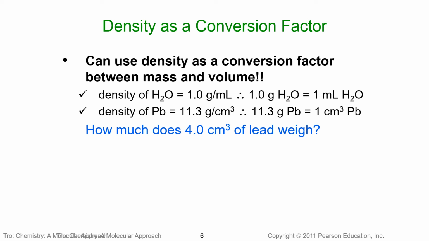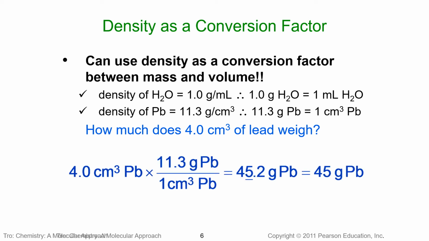So if we wanted to calculate how much 4 cubic centimeters of lead weighs, we would start with the 4 cubic centimeters. We want the centimeters to cancel, so we would put the centimeters on the bottom and the grams of lead on top, and then we could multiply across the top and divide by anything on the bottom to find the mass of our lead, canceling our units. We're left with just grams.